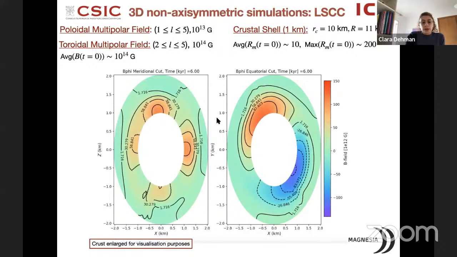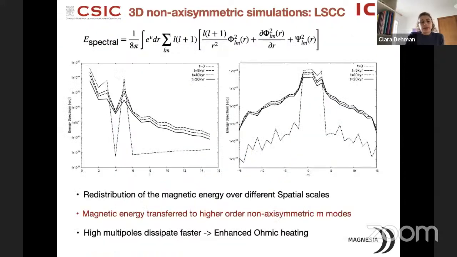Then, in order to better understand what's going on, it's more interesting to study the energy spectrum. Here I'm showing the energy spectrum as a function of L and the energy spectrum as a function of M at different times until 20 kilo year, but the simulation is still ongoing, and I think now it has reached some 30 kilo year.